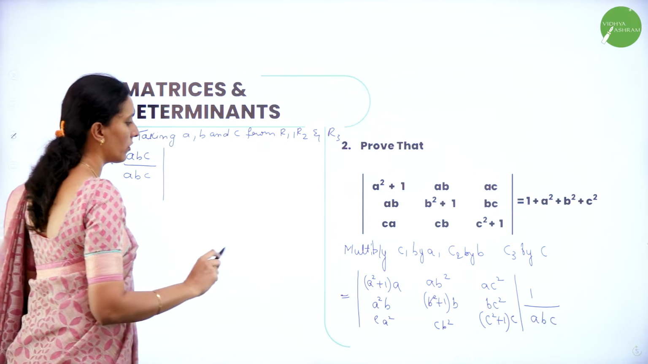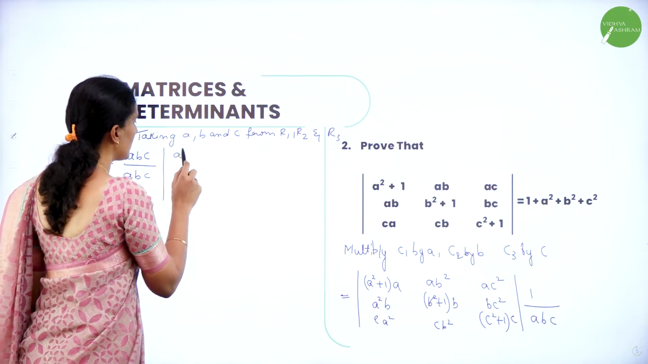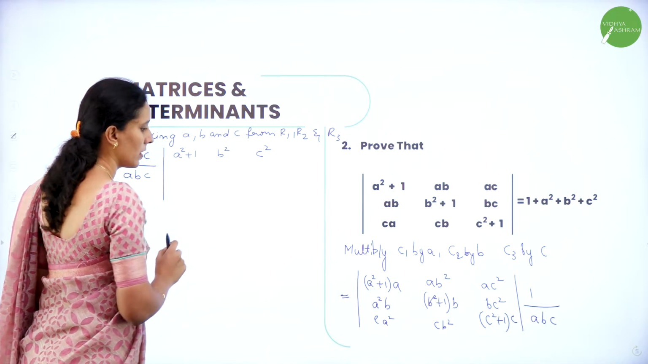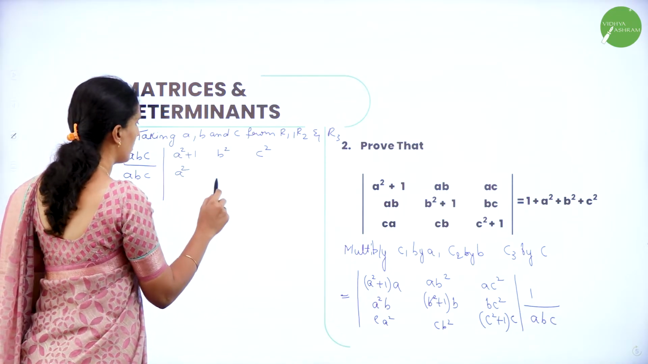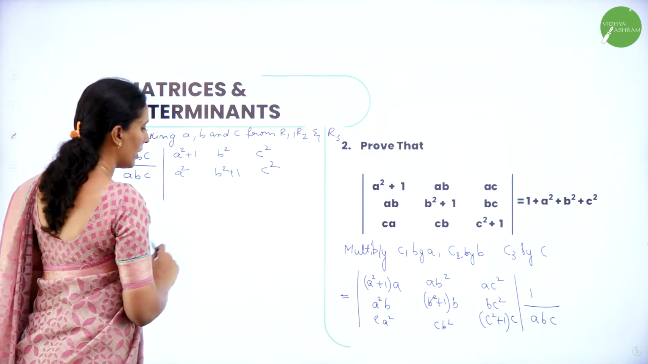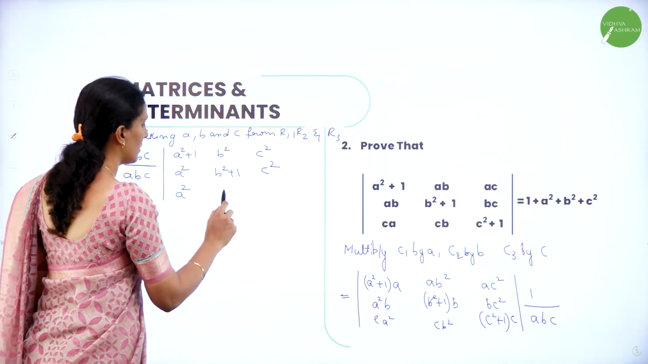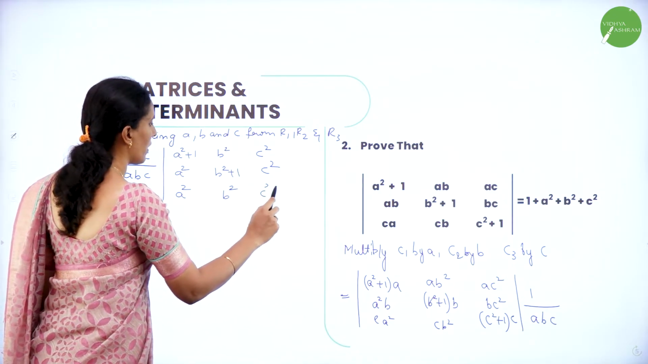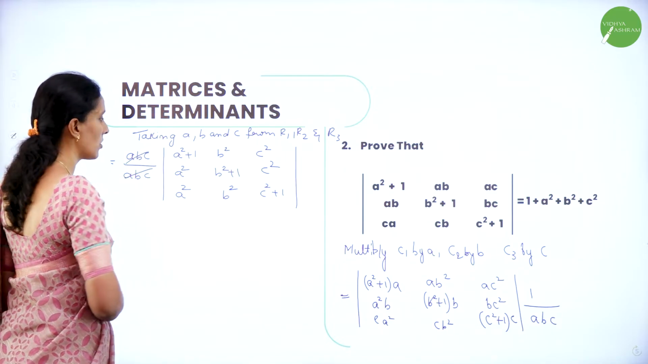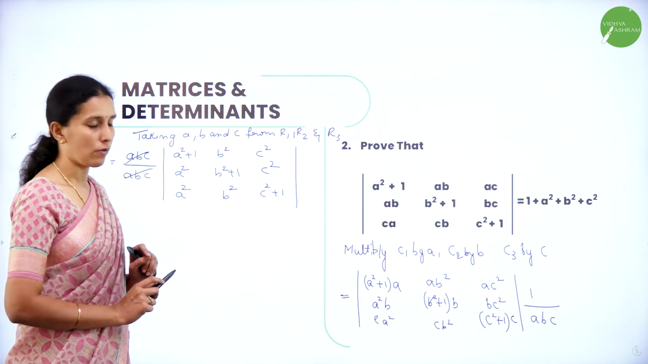From the first row, if you take A outside, it is A square plus 1, B square, C square. Next you have A square, B square plus 1, C square. Next you have A square, B square, C square plus 1. Next, you can cancel it. So, this is the new determinant you got.